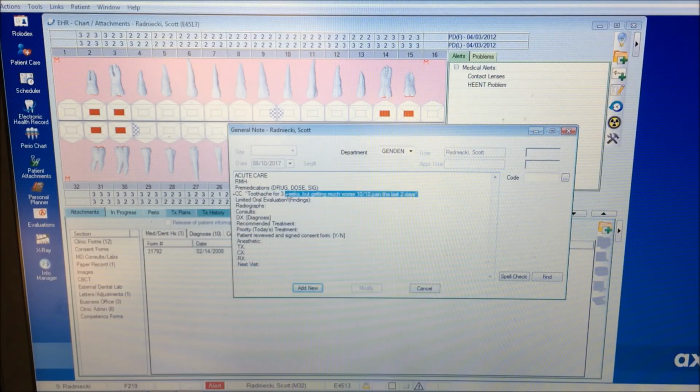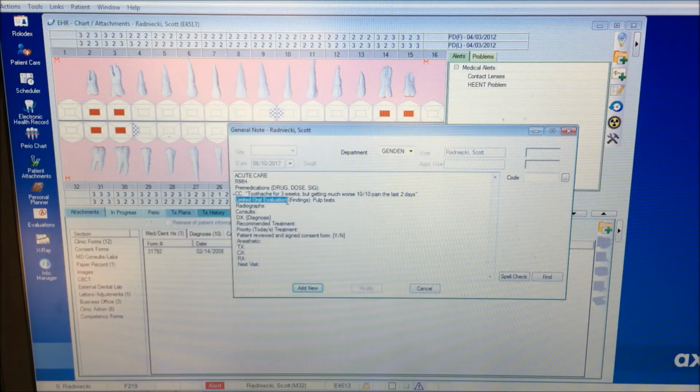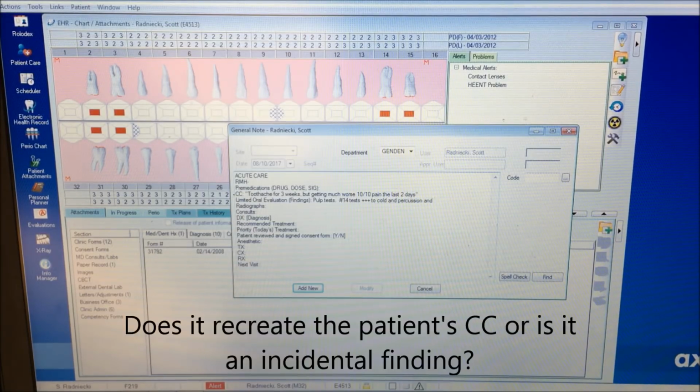This is your exam. This is what you're looking for and what you're finding. So most of the time you're going to have pulp tests here. You've already said you're doing a limited oral evaluation. Should you not do a limited oral evaluation, you could put no fee visit or something like that in there. But most of the time you're going to have a limited oral evaluation, so to keep it from being missed as far as a code, we put it in there in the template. So pulp tests, what did you find? Number 14 tests positive to cold and percussion. And here's a big one: recreates patient's chief complaint.